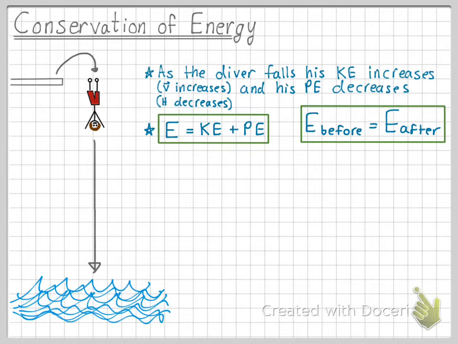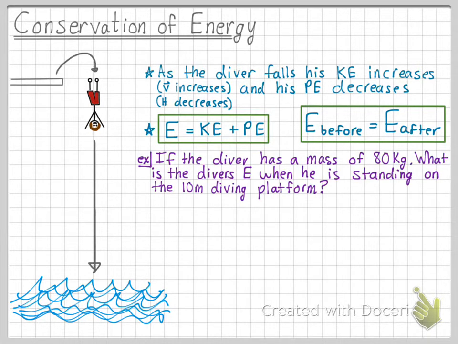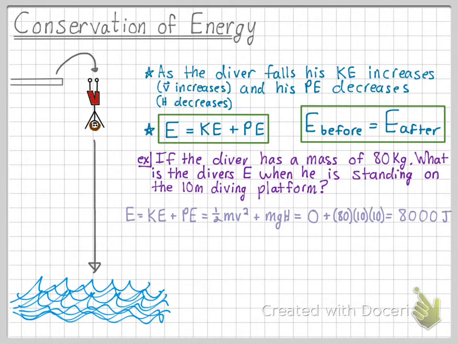So let's look at this diver's situation a little bit closer. If the diver has a mass of 80 kilograms, what is the diver's energy when he is standing on the 10-meter diving platform? We know that the diver's total energy is going to equal kinetic energy plus potential energy, and kinetic energy is 1/2 mv squared, and potential energy is mgh. When he is standing on the diving platform, he doesn't have a velocity, so his kinetic energy is 0, but he does have potential energy, which is equal to his mass times gravity times the height above the water, which is 10 meters. So we find that this total energy is 8,000 joules.